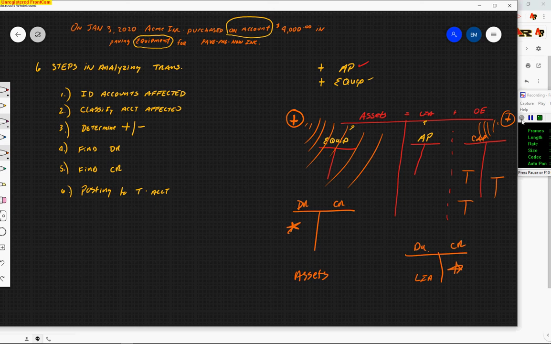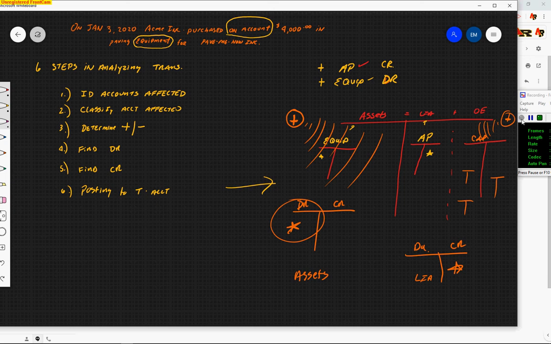So we found our debit, which is going to be our equipment account. I'm going to make that yellow so we can see it better. And we found our credit, which is going to be our accounts payable. And we've posted it to a T account, which is what all this mumbo jumbo looks like. So there you go. Analyze.